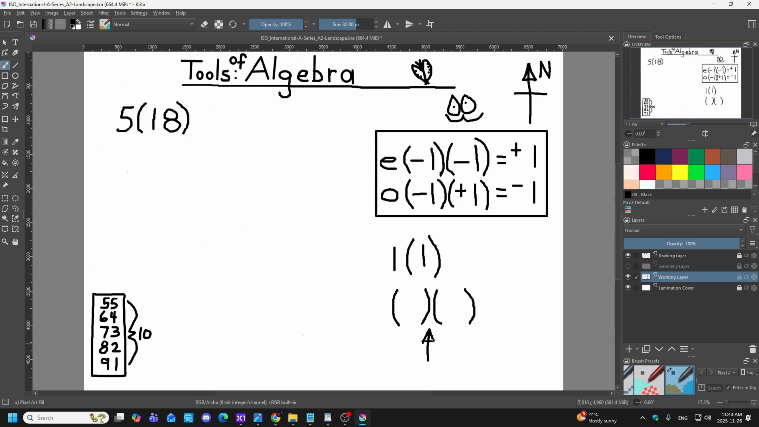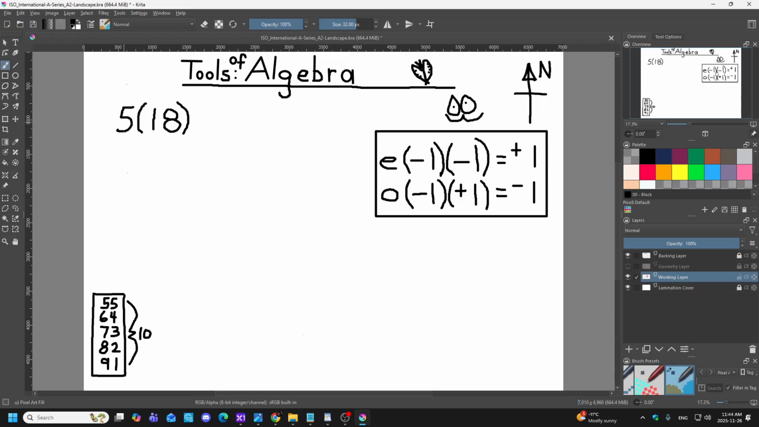Multiply. I would write multiplication, but my mouse writing skills are not so up to par. I do my best. There we go. So that's what we have. We have 5 times 18. That's what's happening here.